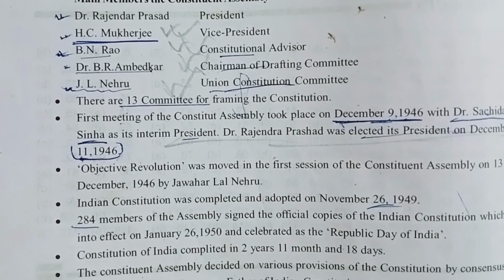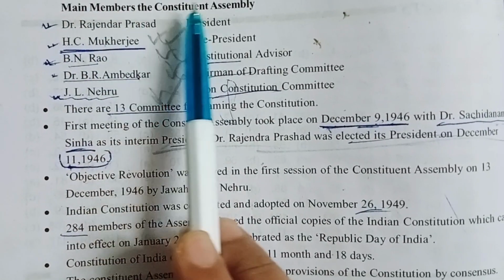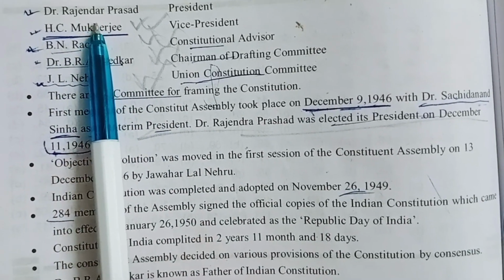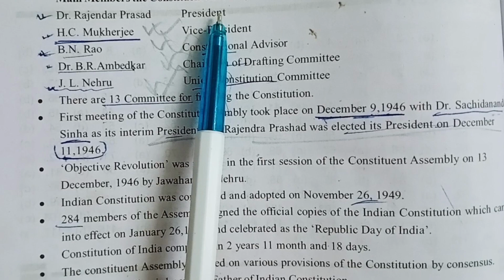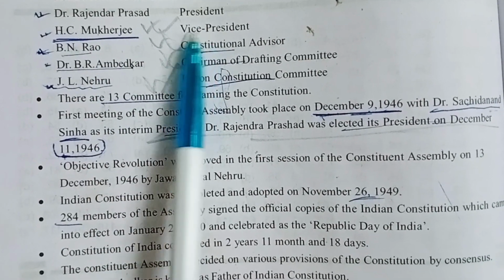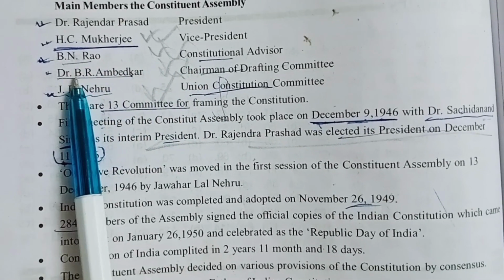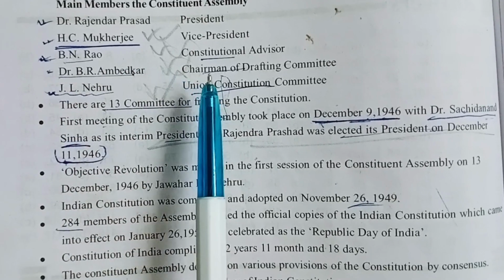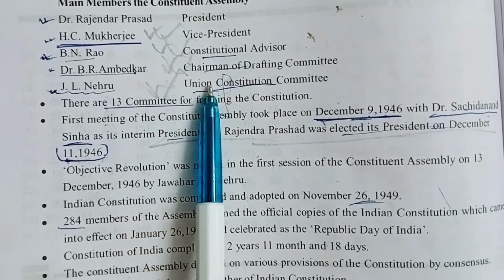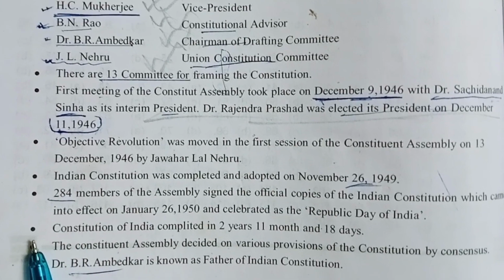Now these are the main members of the Constituent Assembly. डॉक्टर राजेंद्र प्रसाद was the president. H.C. Mukherjee was the vice president at that time. B.N. Rao was the constitutional advisor. B.R. Ambedkar was the chairman of the drafting committee and Jawaharlal Nehru headed the Union Constitution Committee. Okay, please remember these points.